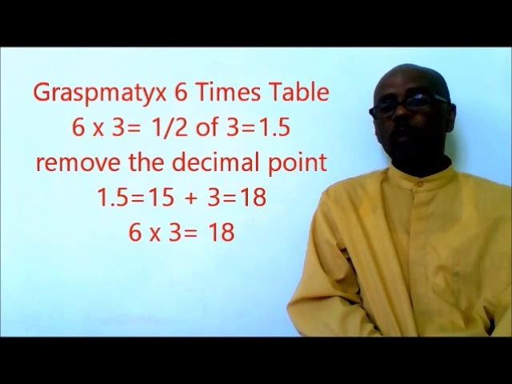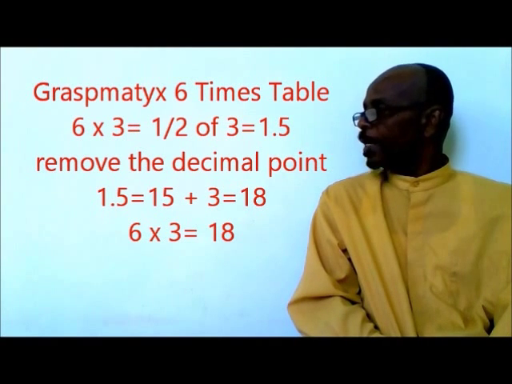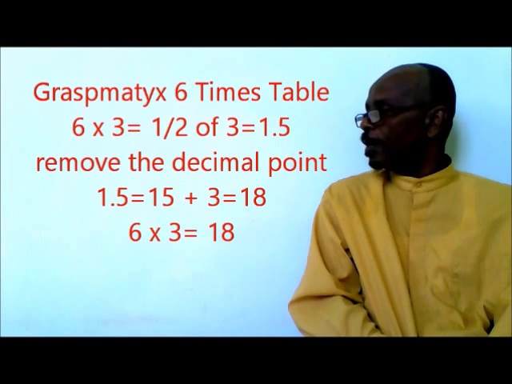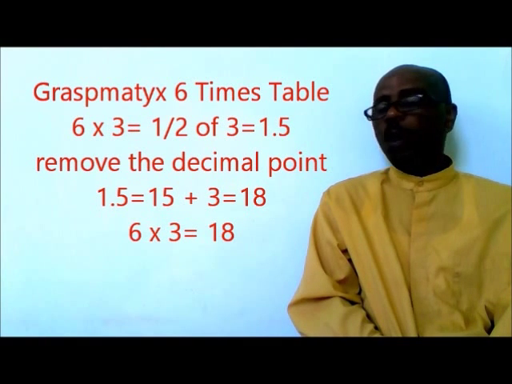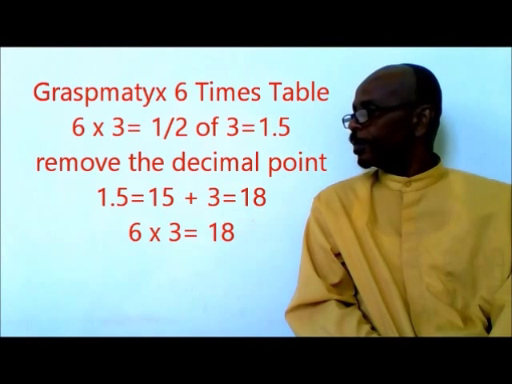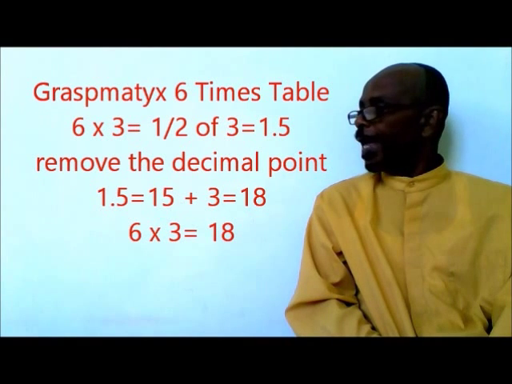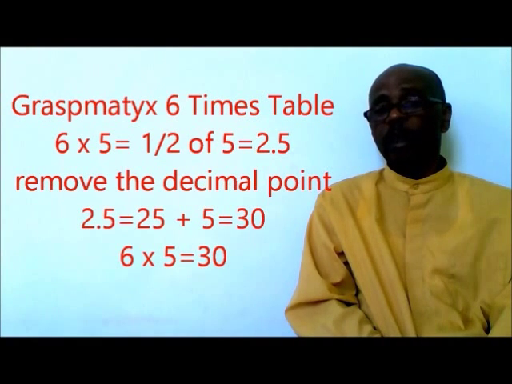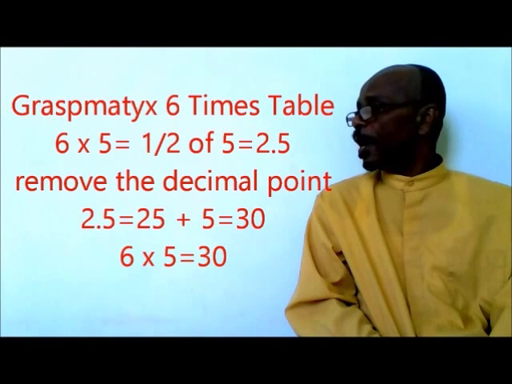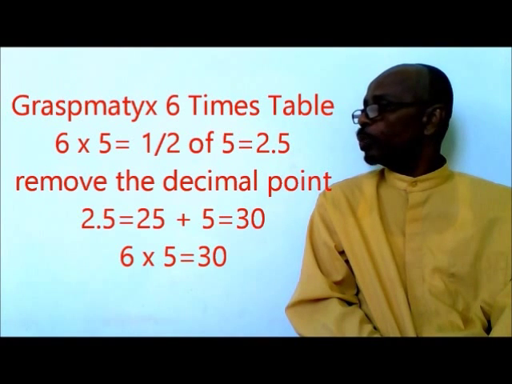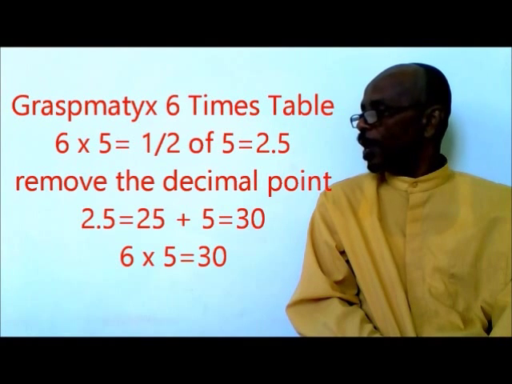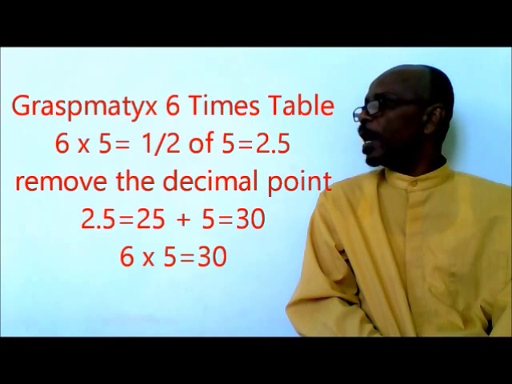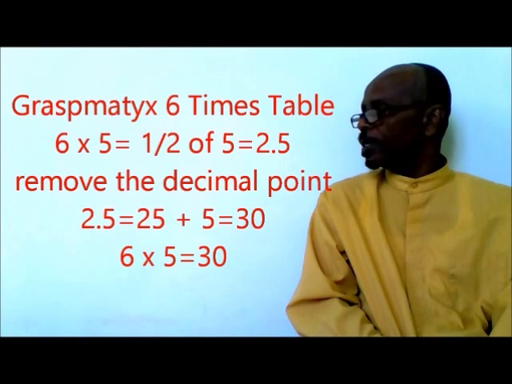Then all we do now is bring over the 3 and add it to the 1/5. And what do you get? We get 1/8. So 6 3s are 1/8. They call it 18 in English. Now look at 6 times 5. There are two ways you can do 6 times 5. You can find a half of the 5, which would be 2.5. You remove the decimal point, you get 2/5, bring over the 5 and add it to the 2/5, and you get 3/0.